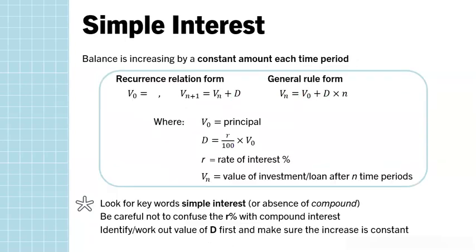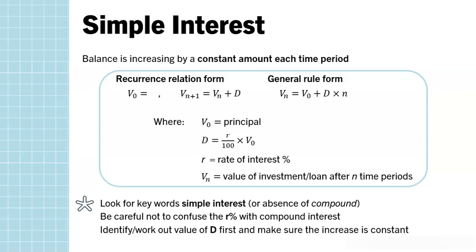So simple interest is our application in further maths that we look at with linear growth. So our balance is increasing at a constant amount each time, and that's regardless of whether we're talking about a loan, where the amount we owe is constantly increasing, or an investment, where the amount we have earned or our balance of our investment is also constantly increasing. And so again, our recurrence relation form and our general rule form are the same as they were for that linear growth. A couple of different things here.